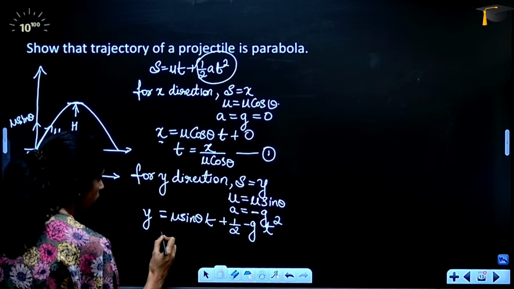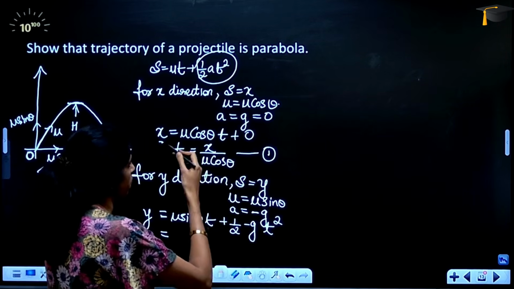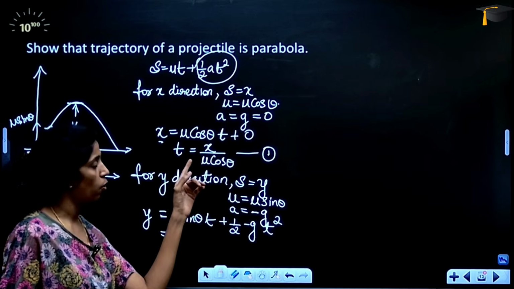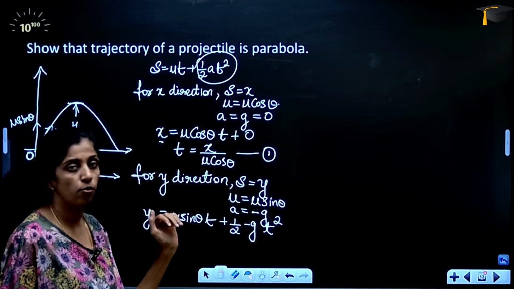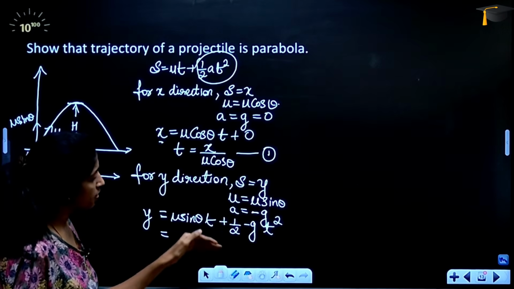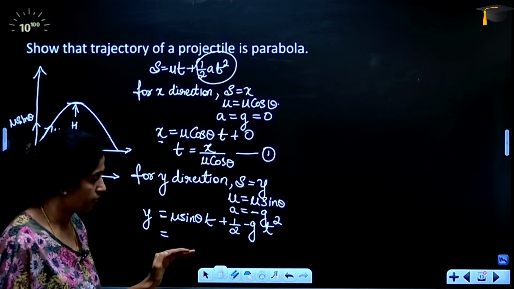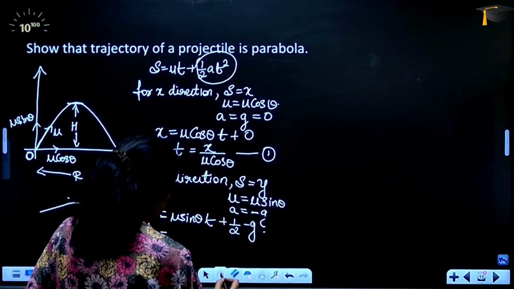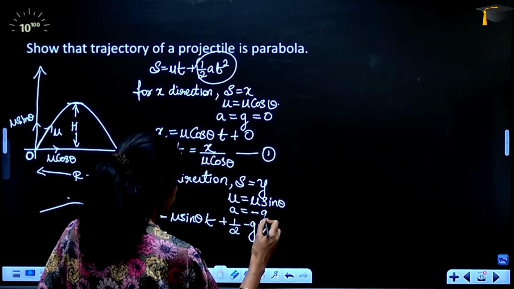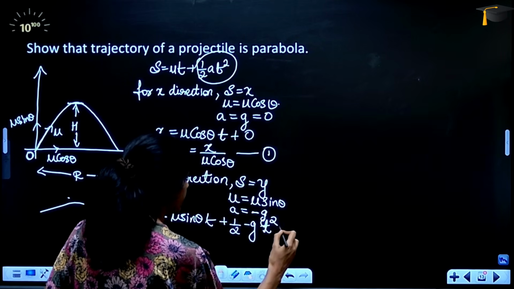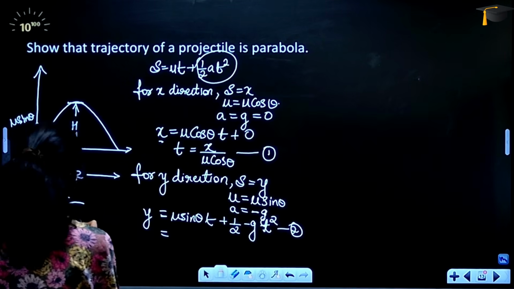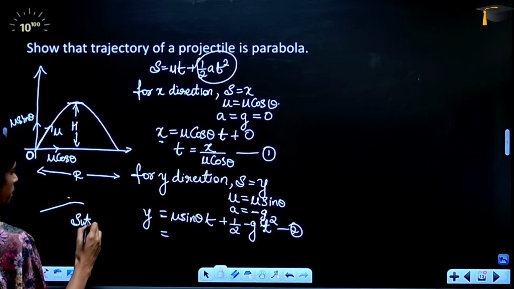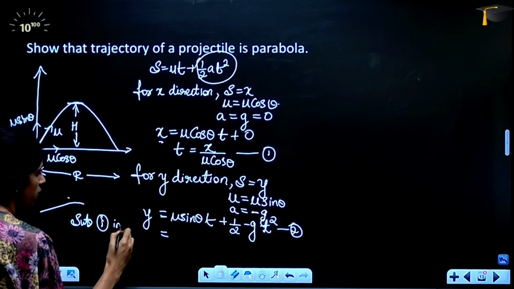Now what we have to do is, from the equation, I just took T, right? T is taken as X by U cos theta. Why? So that I can substitute equation 1 in this. Okay, I'll take this as equation 2. So substitute 1 in 2.